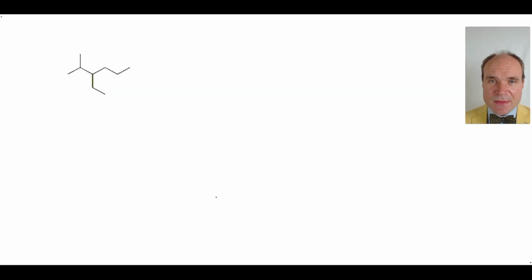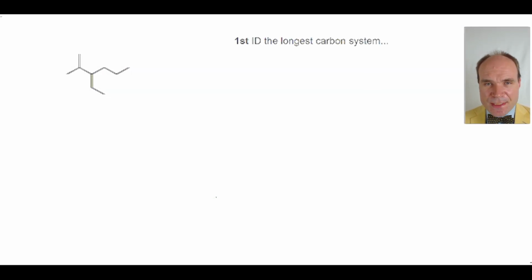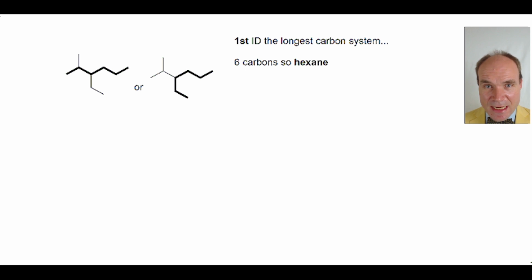Let's have a go at naming this molecule. The first step is to identify the parent chain. That's the section of the molecule with the longest series of carbons uninterrupted by another atom. So one carbon attached to the next carbon, attached to the next carbon, etc., etc. If we look at this specific molecule, we'll see there are 6 carbons attached to each other.